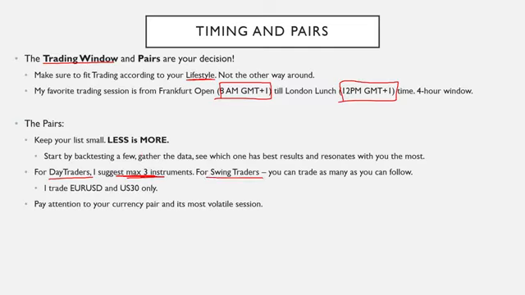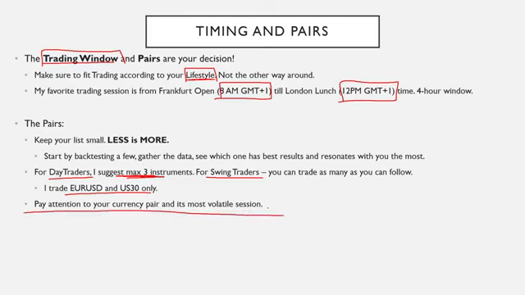For swing traders that are trading above the 15-minute time frame, right? Or even above an hourly, 4-hourly time frame, then you can trade as many as you can follow. Personally, I only trade Euro USD and US 30. That's it, okay?